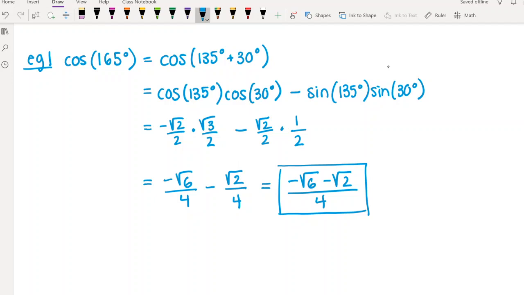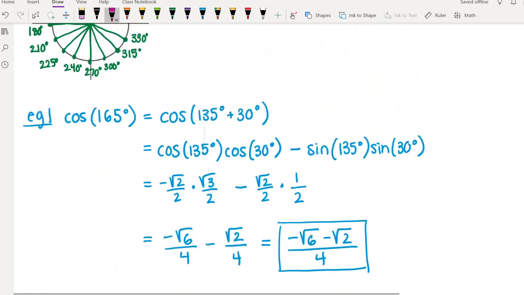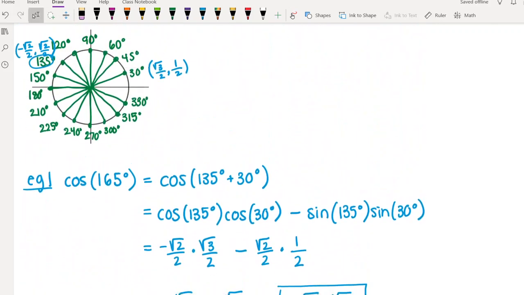All right, we're going to do one more along these lines. So the next one we're going to try is going back to the sine formula. We're going to find sine of 255 degrees. So the first thing we want to do is figure out how can we write 255 as two of the angles from this picture being added together.